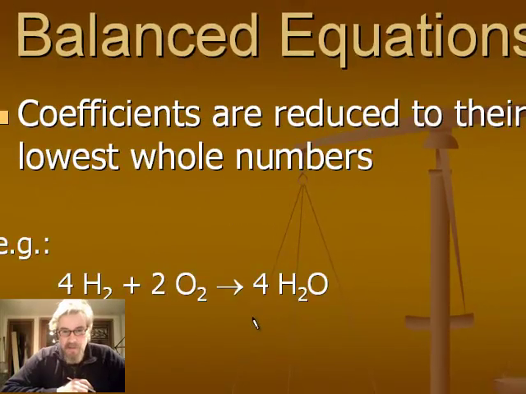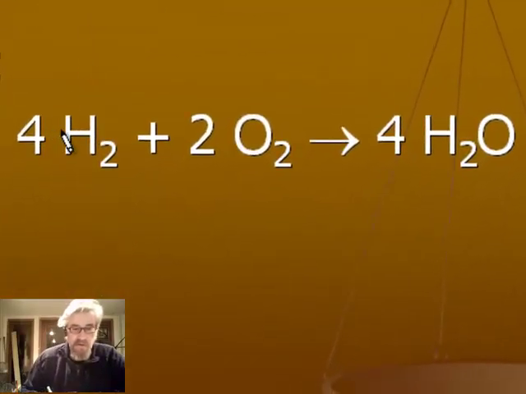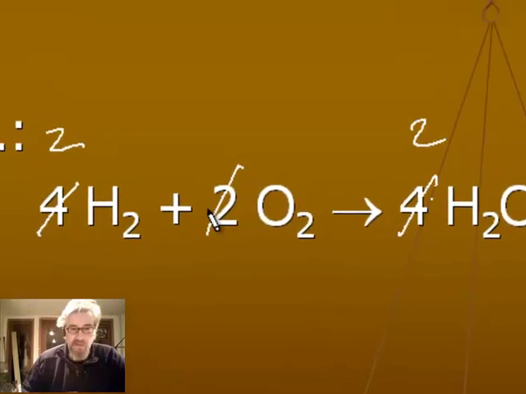Another thing about balanced chemical equations is we should always reduce the coefficients to their lowest whole numbers. Most of the time they'll already be in their lowest whole numbers when we're done balancing it, but occasionally we can get carried away and end up with coefficients that could be reduced. Here's an example. 4H2 plus 2O2 gives 4H2O. It's balanced, but we could just put a 2 there and a 2 there and leave that as a 1.